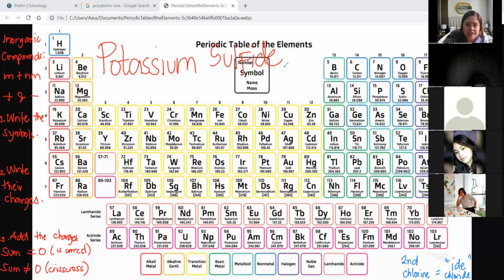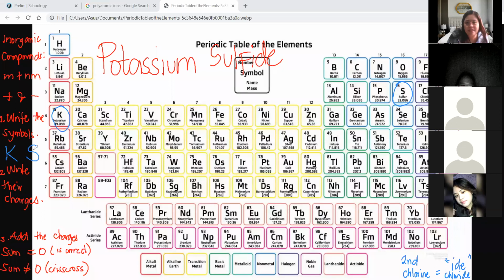Okay? So let's see. Some of you have chatted here. Wait, let's look at it. So potassium sulfide, the first thing again to do is to write the symbol. So take note class, when we say potassium, its symbol is K. So we have here K. And then sulfide is sulfur. Again, sulfur is what sulfide has. So this is S.